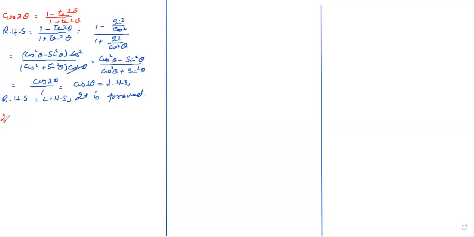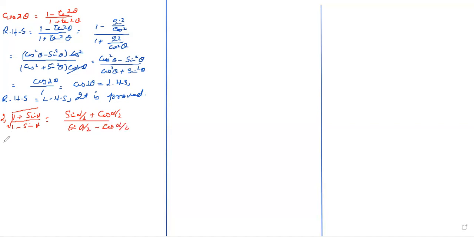So next question is question number 2. Show that the square root of 1 plus sine alpha over 1 minus sine alpha equals, without root, sine alpha by 2 plus cosine alpha by 2 divided by sine alpha by 2 minus cosine alpha by 2.